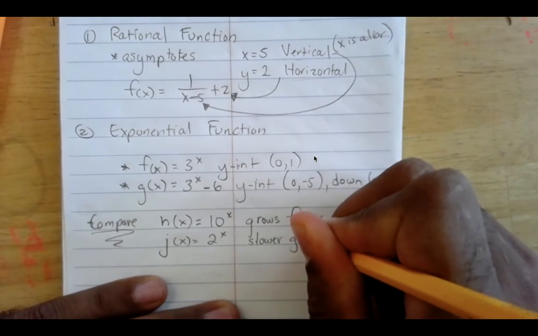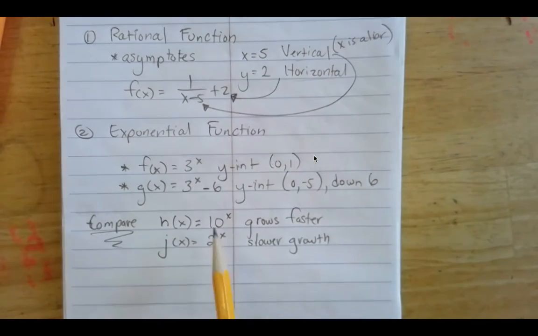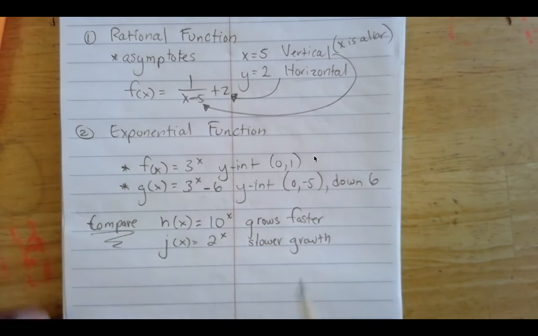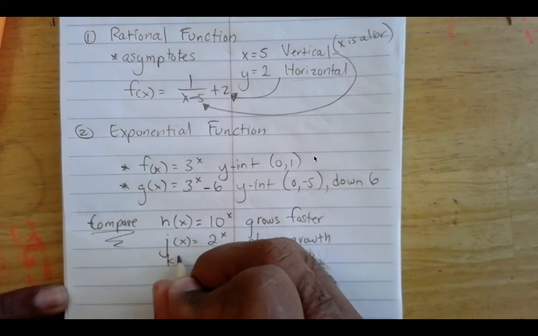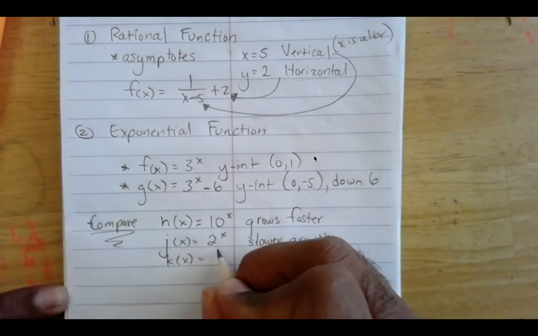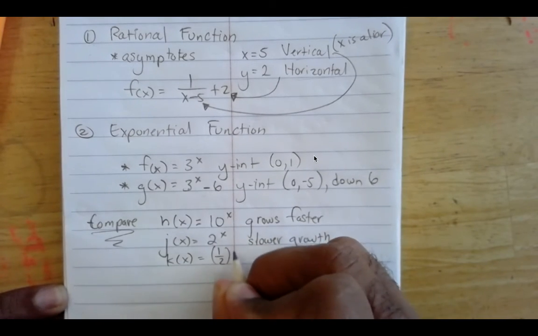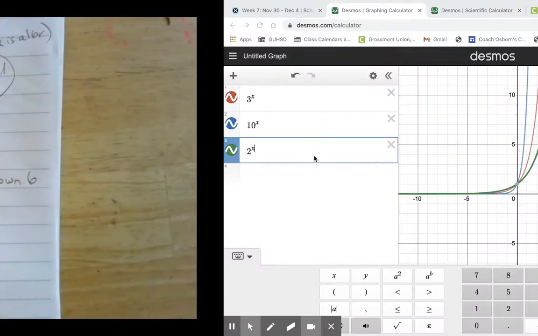So we'll say slower growth. Notice if it's a whole number here and the number is less than the other number, that's going to be slower, whereas if it's bigger, it's going to be a faster growth. Okay, so then our next function will be k of x equals 1/2, and we'll put that in parentheses, raised to the x power. So let's see what happens there.